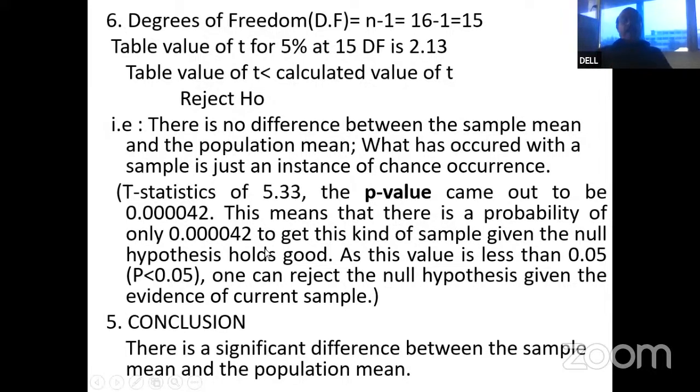We can also see it with the P value. For that 5.33, the related P value is like this. If the P value is less than 0.05, then the test is significant, and we can give the statement. Based on that, we give the conclusion: there is a significant difference between sample mean and population mean. That is the conclusion. Like that, we have to analyze and give the interpretation.